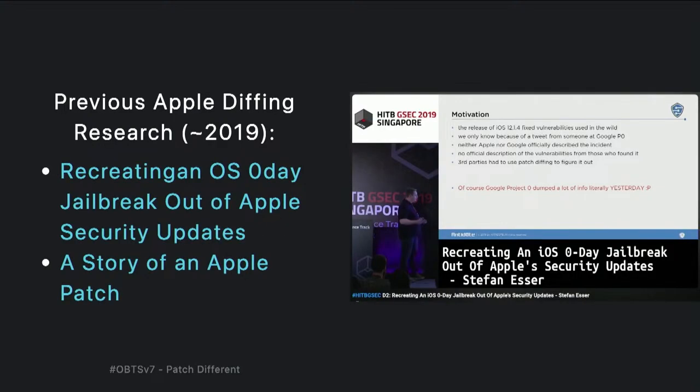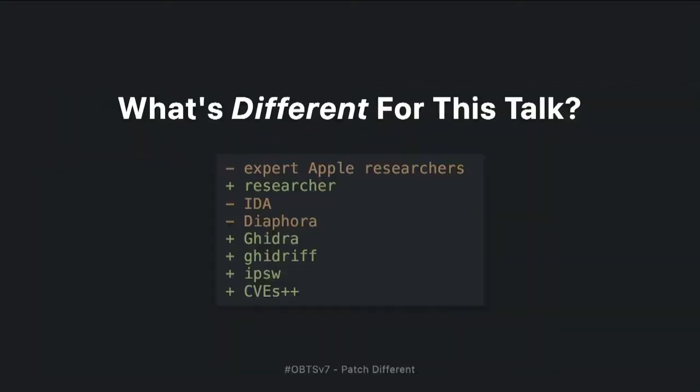If we look at some previous diffing research, Stefan Esser here is talking about a jailbreak that he reverse engineered with IDA and Diaphora. What's different about this talk is that was an expert Apple researcher, and today you just have a researcher before you. That was IDA and Diaphora, two different tools. We're going to use Ghidra, my tool Ghidra, and IPSW, which is a way to, I'll explain here in a second, how to look into IPSW files.